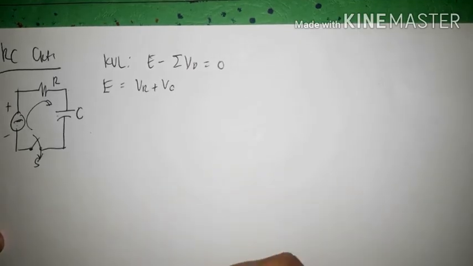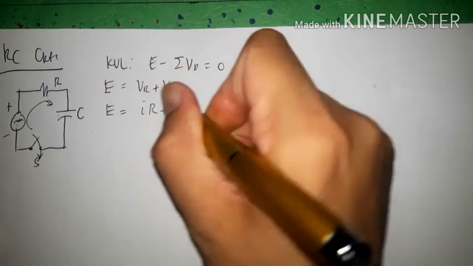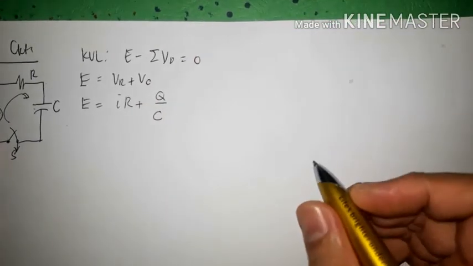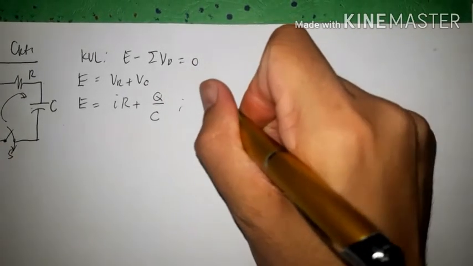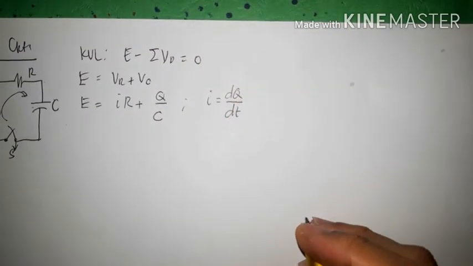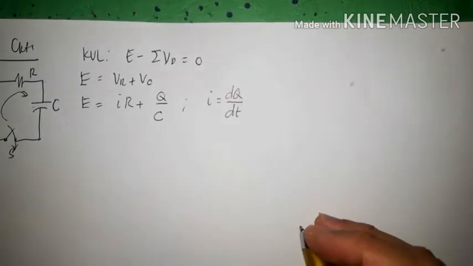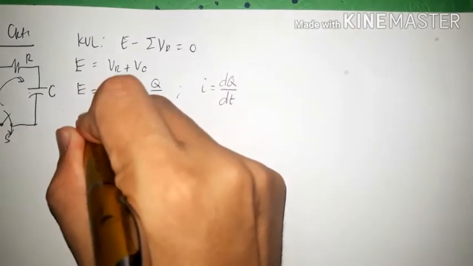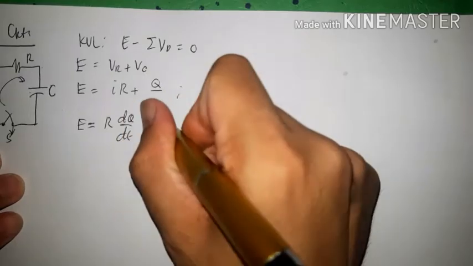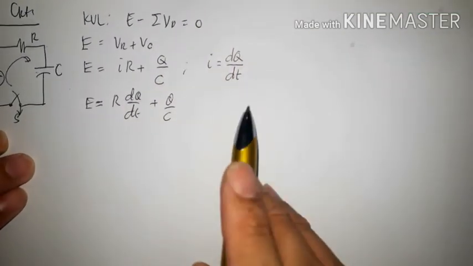Now, I am to solve for E, which is equal to VR, which is I times R, plus VC, which is Q over C. But then by definition, I is equal to the rate at which the charge is transferring per unit time. So, I can now replace I with dq dt. So, E is equal to R times dq dt plus Q over C, since I is dq dt.